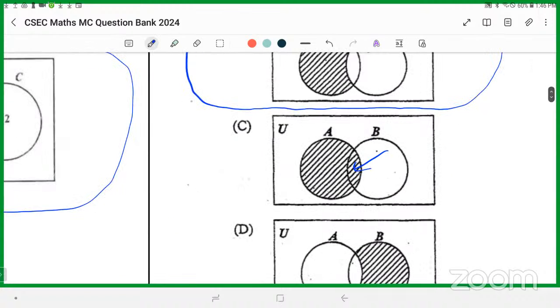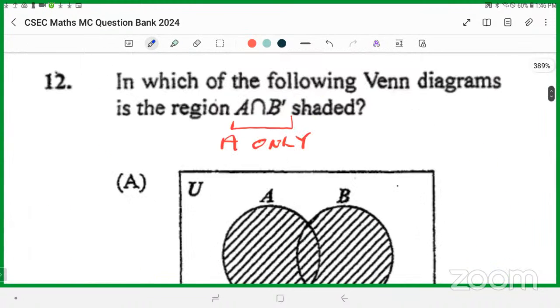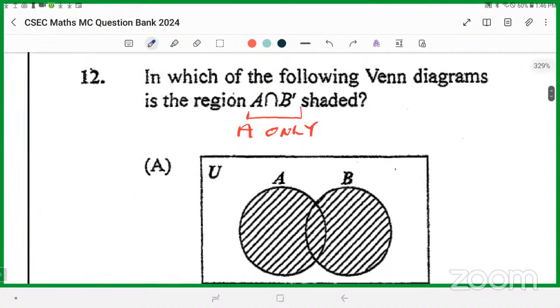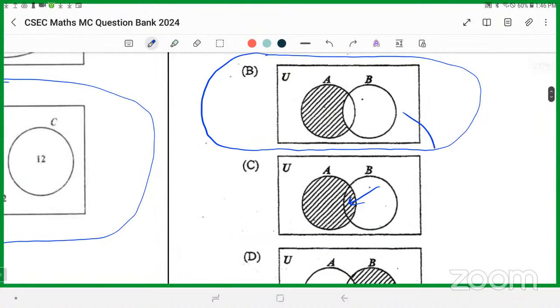Why is this one not the answer? Because this has some B in it. And this set has B complement. You can't have any part of B in it. B complement means that you don't want any part of B. So that cannot be the answer there. A lot of people might be toggling between these two. We cannot have any part of B shaded, but the set has B complement. B complement means I don't want any part of B. So it actually means A only.